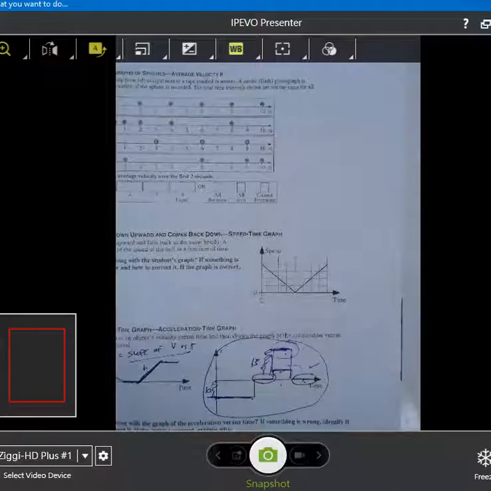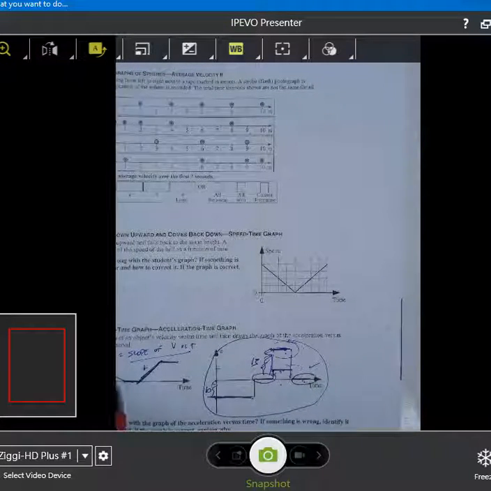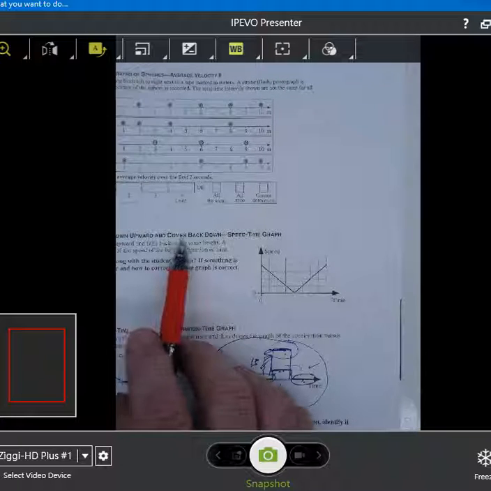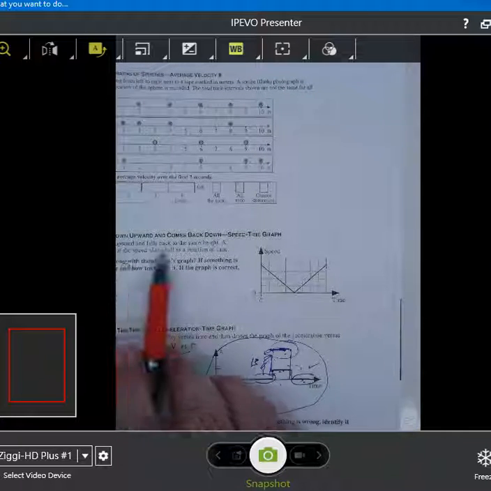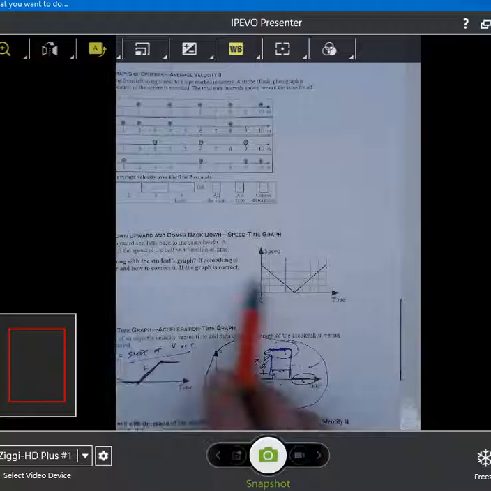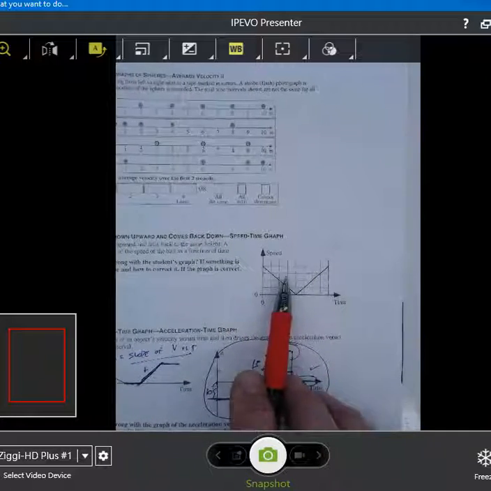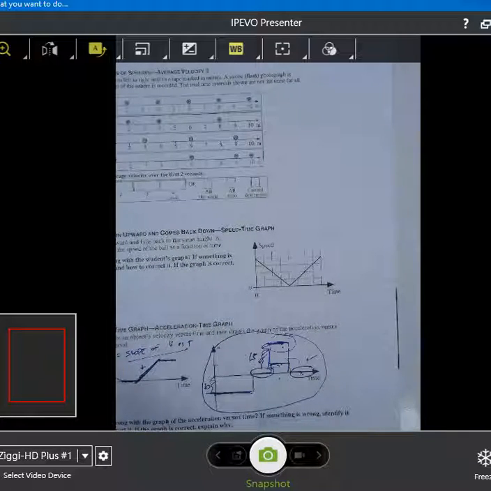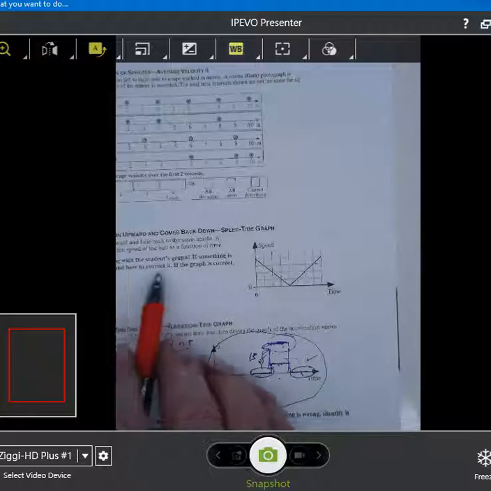Okay. So, ball thrown upward comes back down. Ball is thrown straight up and falls back down to the same height. A student makes this graph of the speed of the ball as a function of time. What, if anything, is wrong with the student's graph? If something is wrong, explain.